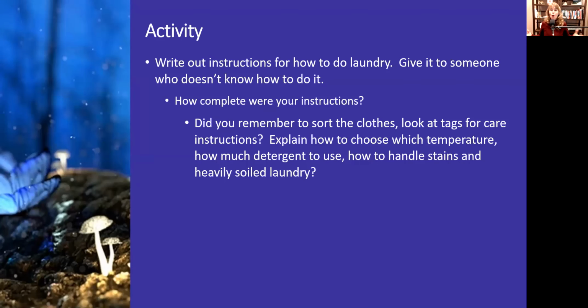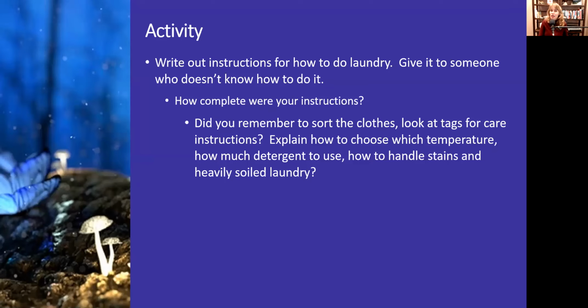Start out by writing down instructions for how to do laundry. Imagine you're trying to teach a child how to do laundry, and you're going to give them these instructions so they know how to do it. Once you've written those down, think about how complete your instructions were. Actually go through the process of doing your laundry and make sure that everything was on the list.